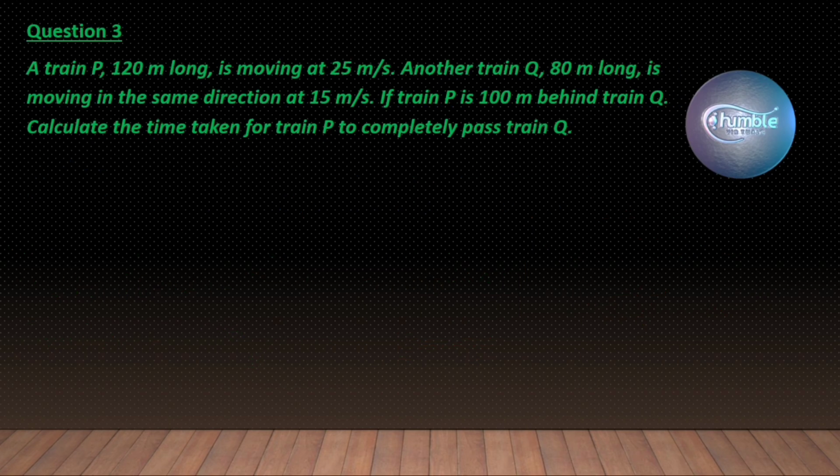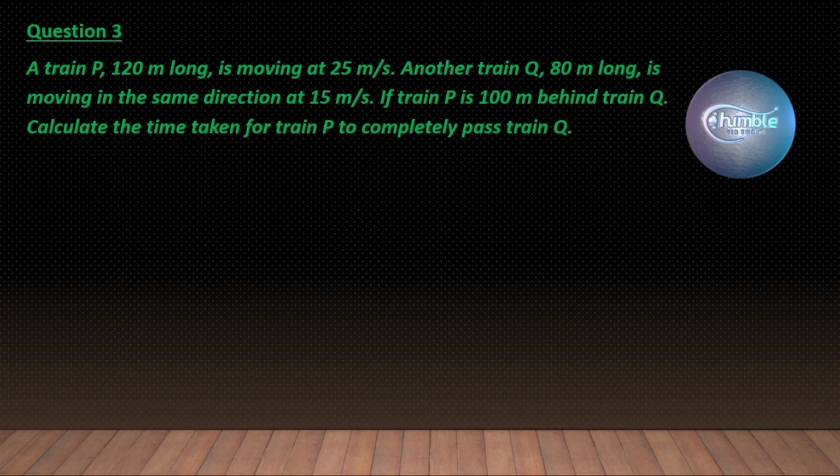Example 3. A train P, 120 meters long, is moving at 25 meters per second. Another train Q, 80 meters long, is moving in the same direction at 15 meters per second. If train P is 100 meters behind train Q, calculate the time taken for train P to completely overtake train Q. So let us find the total distance between them.